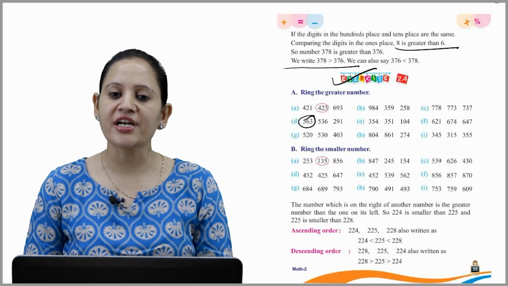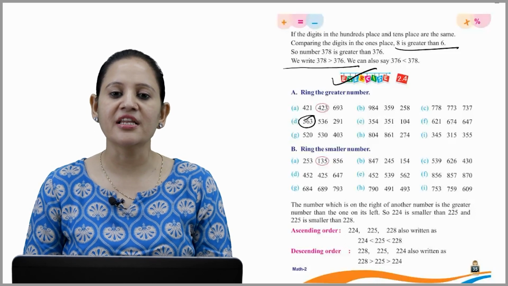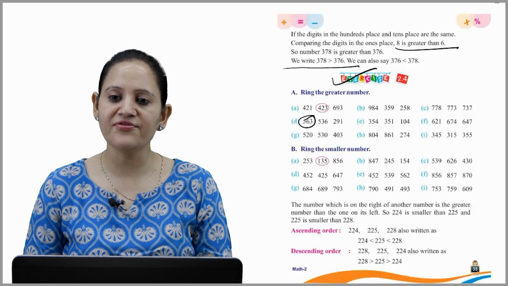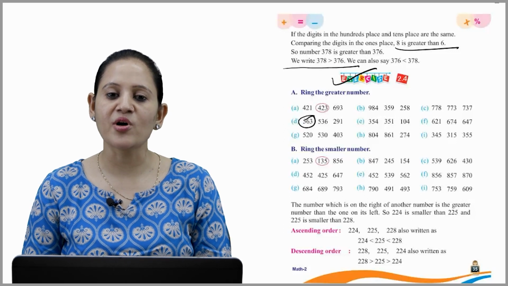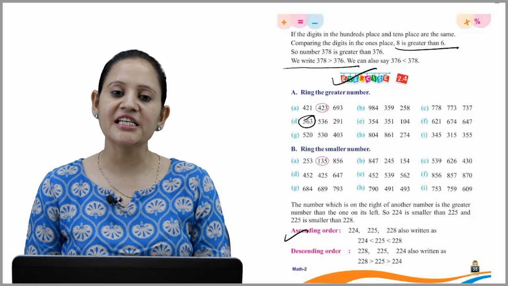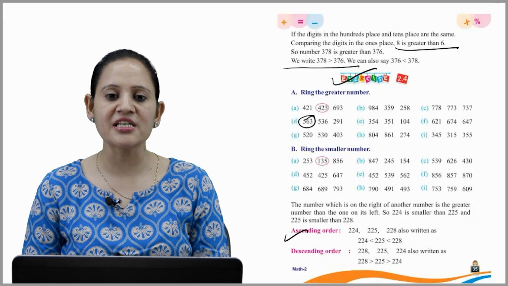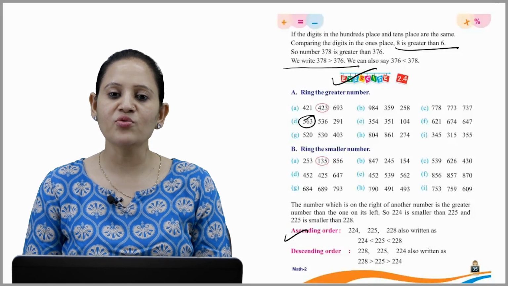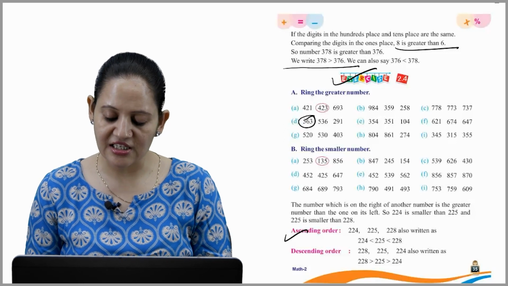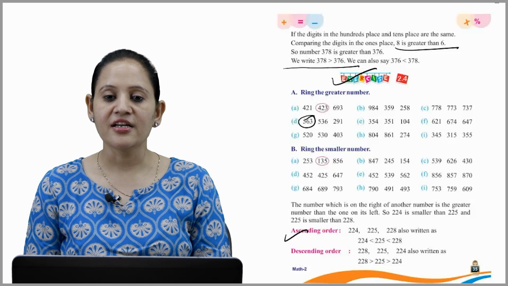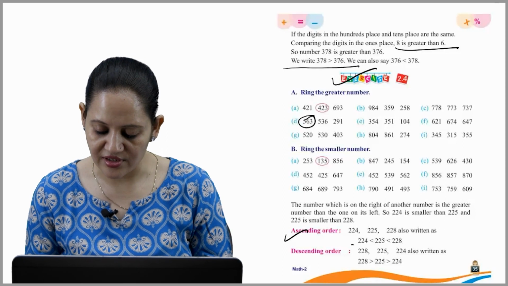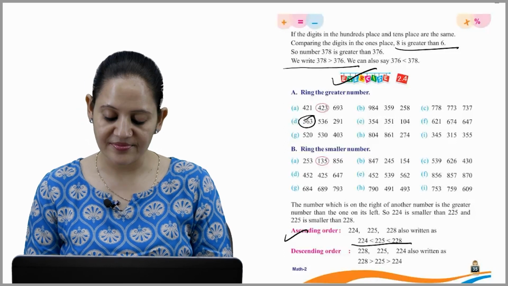The number which is on the right of another number is greater than the one on its left. So 224 is smaller than 225 and 225 is smaller than 228. Next is ascending order. Ascending means increasing order. We have to start from the smallest and move to the greatest. 224, 225 and 228 also written as: सबसे छोटा जो नंबर हो जाएगा that is 224, then 225 and then 228. So this will be the order. Clear? Next is descending order.